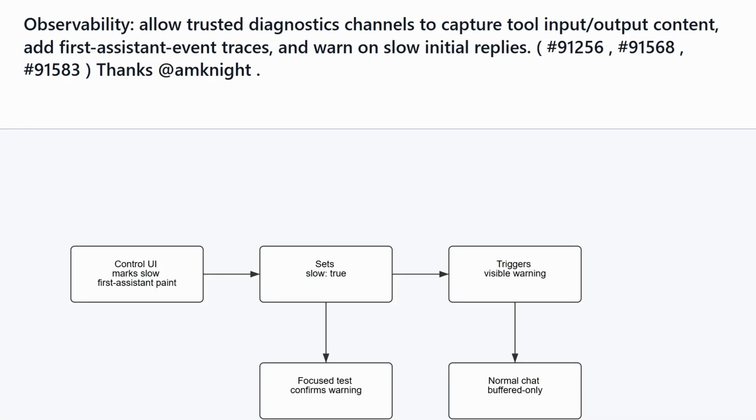Third, the system warns when the first assistant reply paint is slow. The control UI now marks slow first assistant timing events with slow true and triggers a visible warning. This applies only to the initial assistant response, not to normal chat timing. A focused regression test confirms the warning fires for slow paint events. Normal chat timing remains buffered only, avoiding noise in routine interactions.